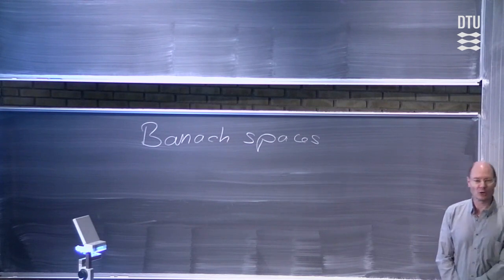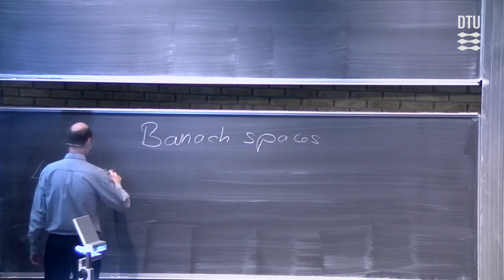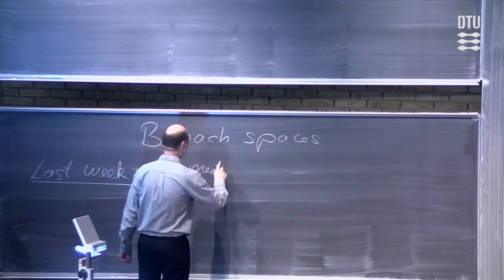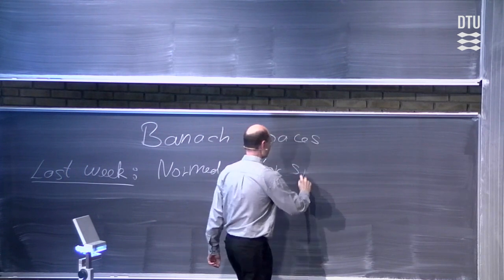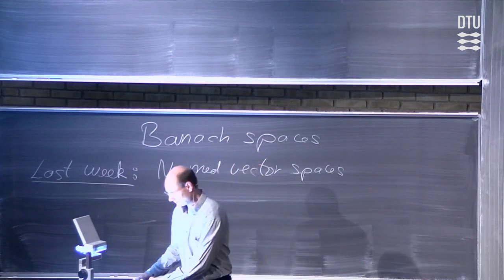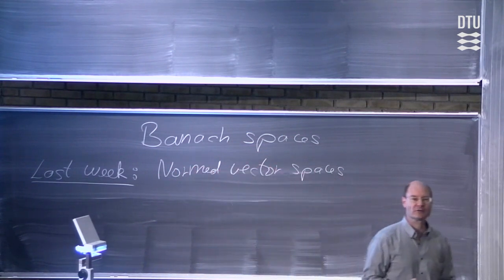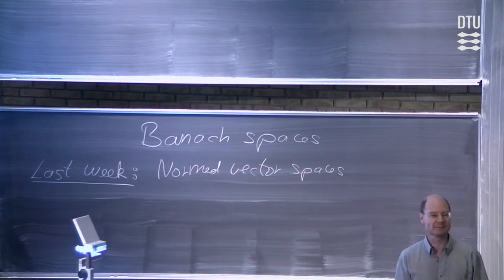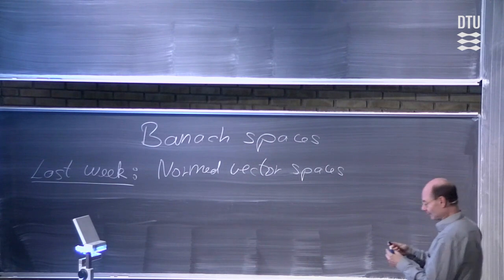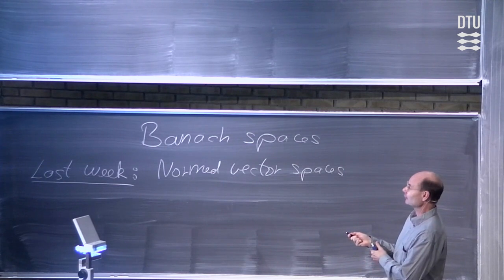So we looked at the so-called normed vector spaces. Let me just start by reminding you about these spaces. We had the definition last week. The way to define a normed vector space was to say, let's take any vector space, and then assume that we have a function which we write with double bars on each side. This should be a mapping that to each element in the space associates a real number.